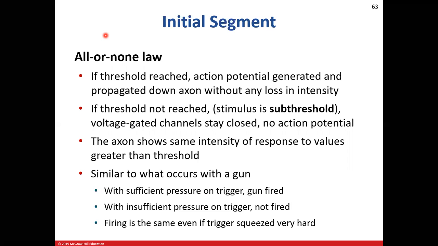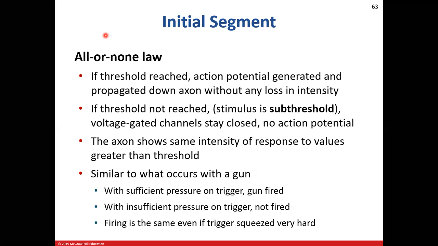The axon shows the same intensity of response to values greater than the threshold. So if our threshold is minus 55 and we have a signal that gets us to minus 55, and on another axon we have a signal that gets us to minus 40, those differences don't matter, because once we reach that threshold, we spike all the way to positive 30. So we're going to see the same action potential regardless of what the stimulus actually is, so long as it reaches the threshold number.